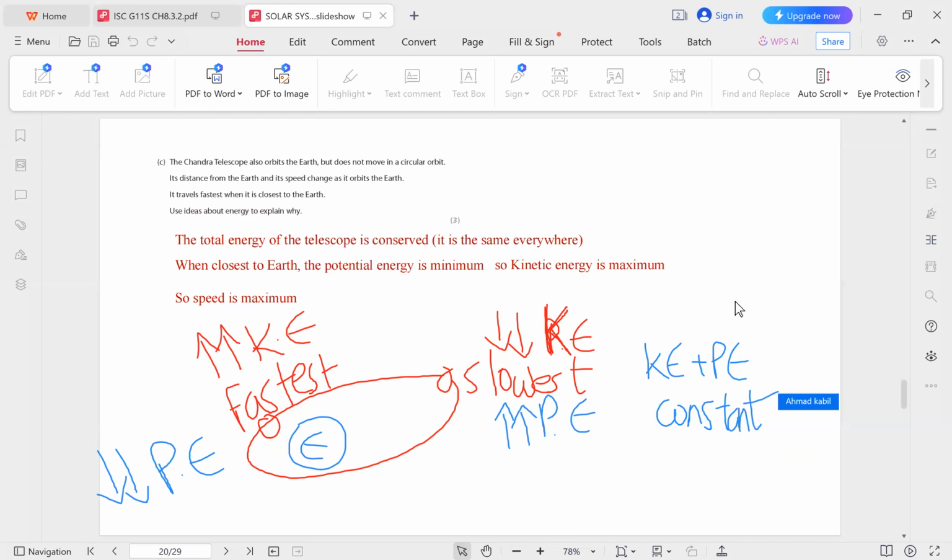And can we explain why the potential energy is low when it's close to the Earth and the potential energy is high? You studied this before on Earth when we said that if we have the ground and we have a moving body, as the body falls to the ground, what happens? The potential energy decreases and the kinetic energy increases. So it's a similar concept.